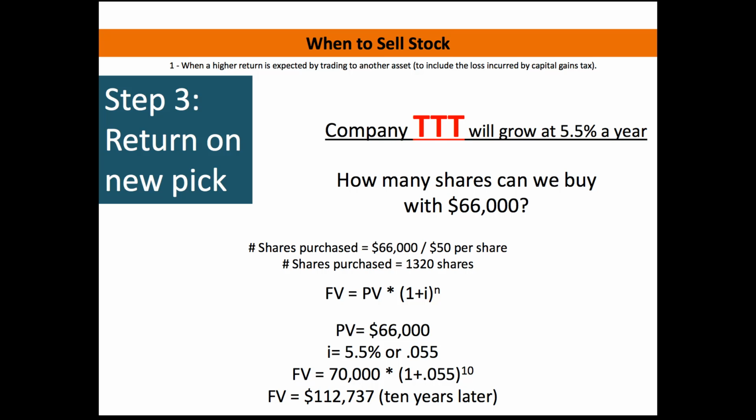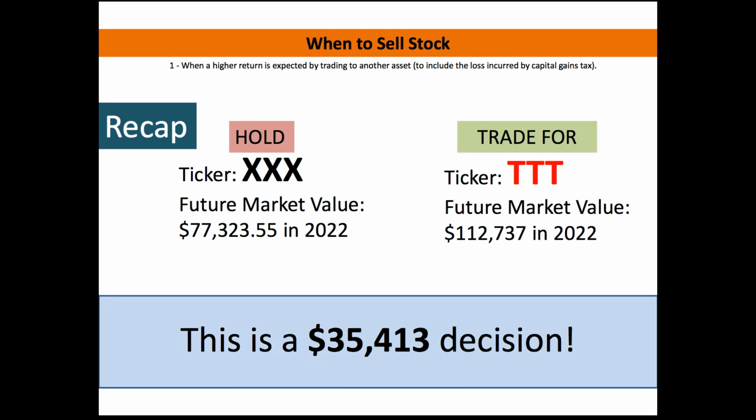And those shares would grow. So our present value is $66,000. It's going to grow at 5.5%. So when we plug those numbers into the formula, our future value equals $112,737. And that would be the value in 10 years from now, which the year would be 2022. So let's go ahead and recap what happened here. Okay, if we decided that if we continue to hold company XXX based off of all the new trends in the data, that our future market value in 10 years would be worth $77,000.